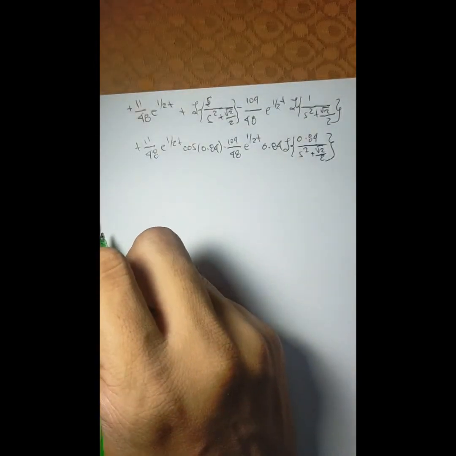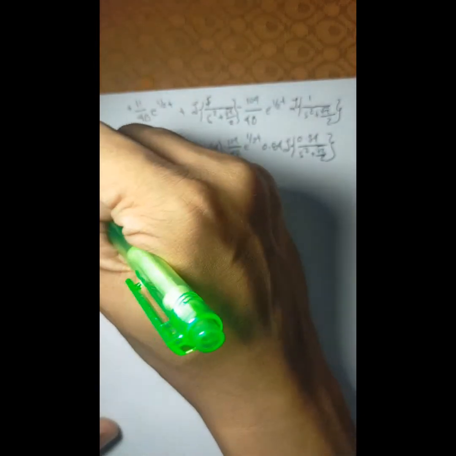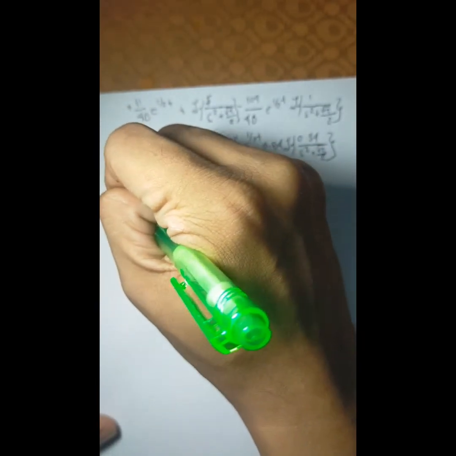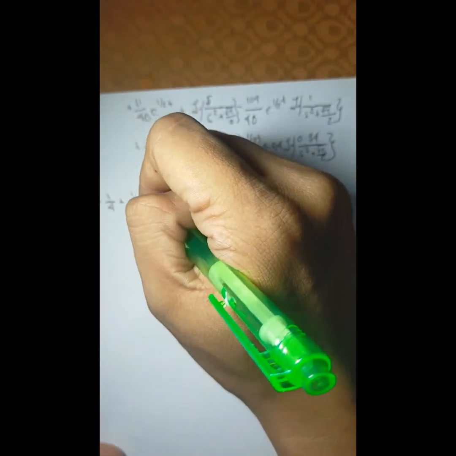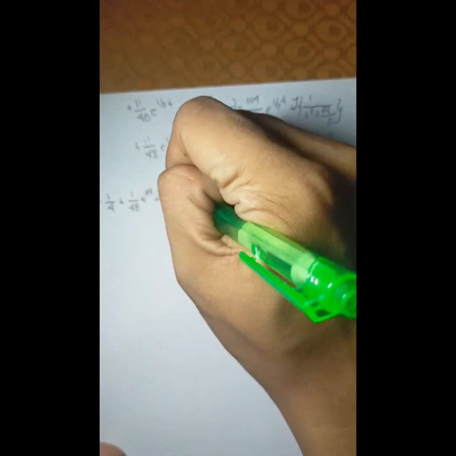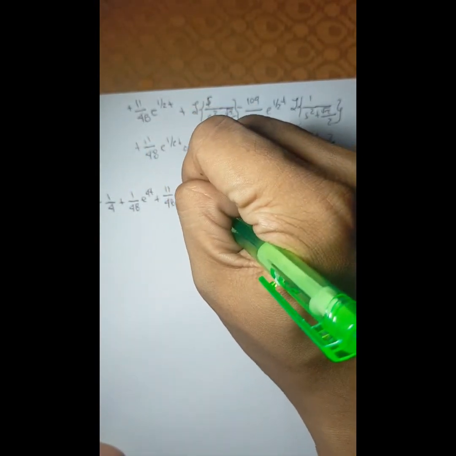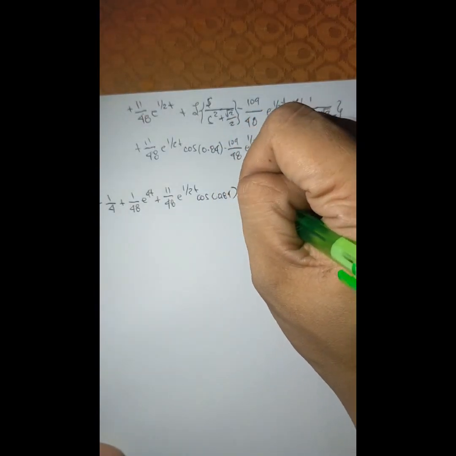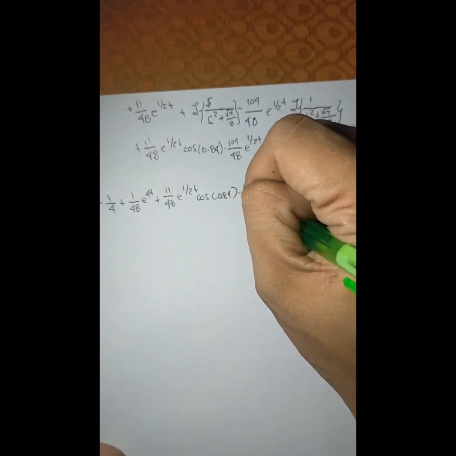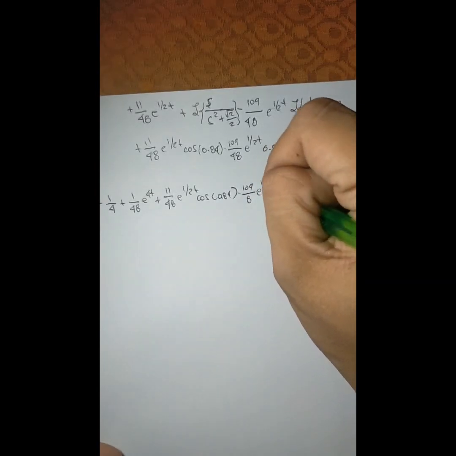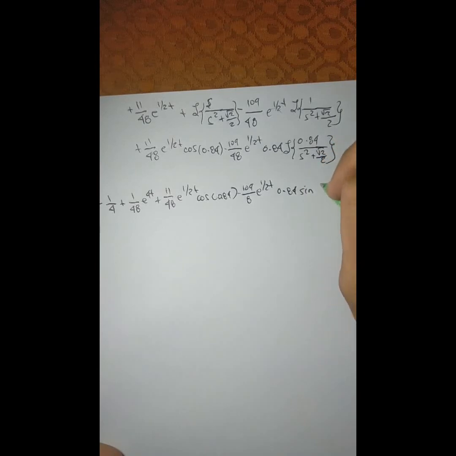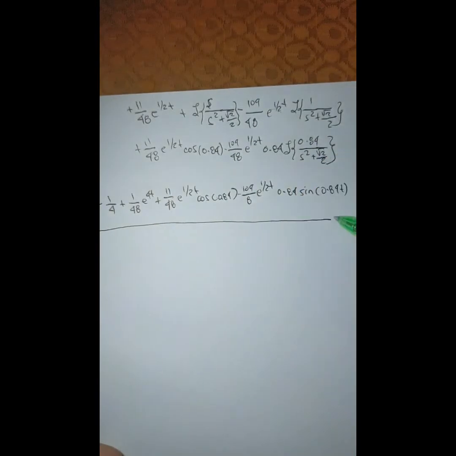And the final answer is negative 1/4 plus 1 over 48 e raised to 4t plus 11 over 48 e raised to 1 half t cosine of 0.84 t minus 109 over 48 e raised to 1 half t 0.84 times sine of 0.84 t. This is our final answer.